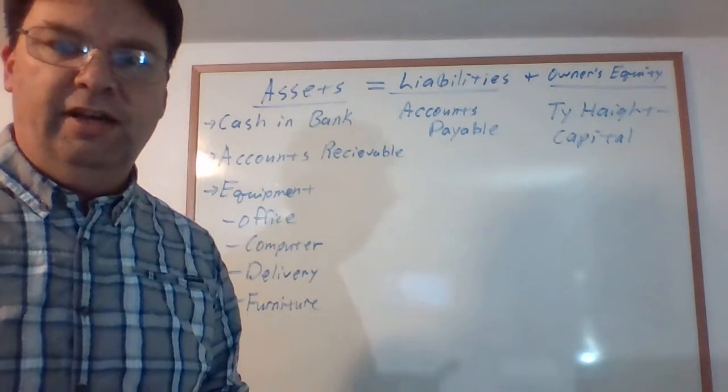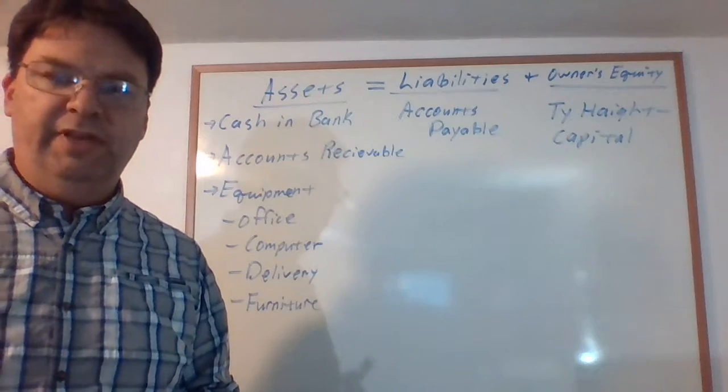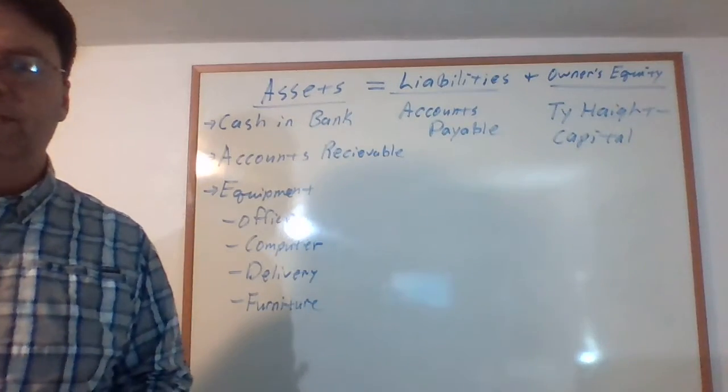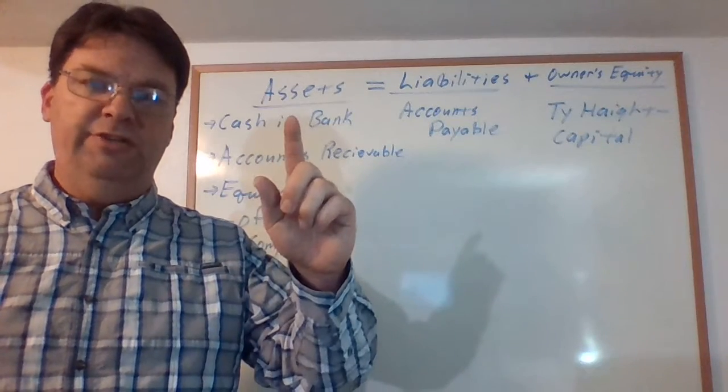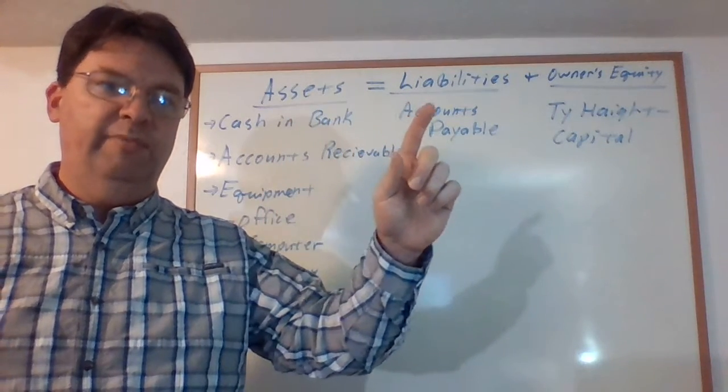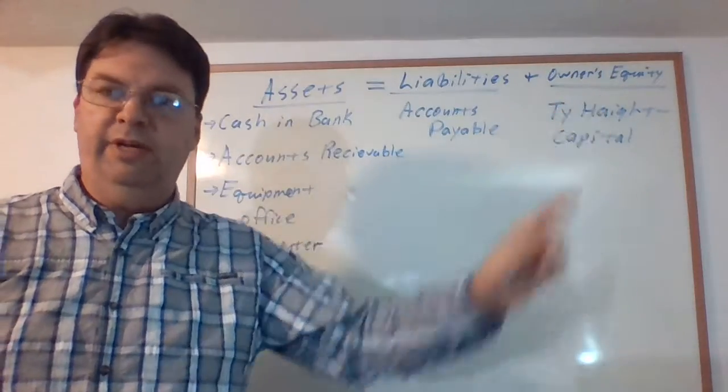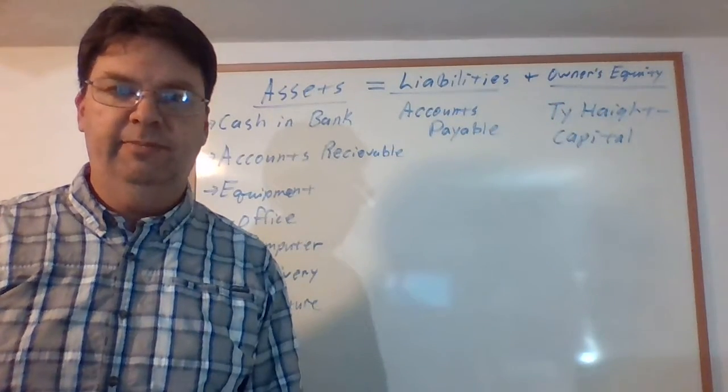All right, we're going to take a look here at different types of things and give you examples of different types of accounts, all right? So we've still got our basic equation. This is assets equals liabilities plus owner's equity. That's what we've got over there, all right?